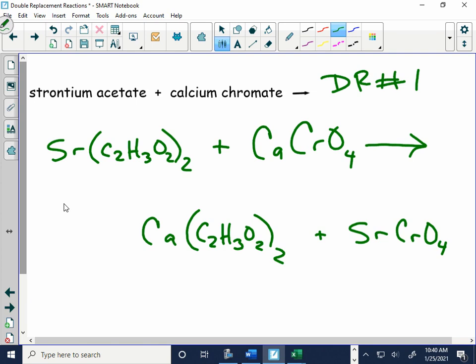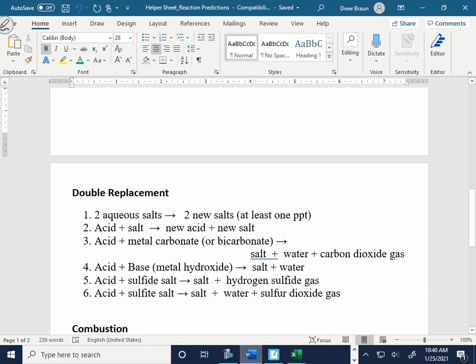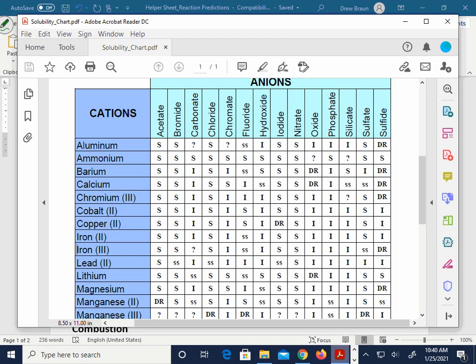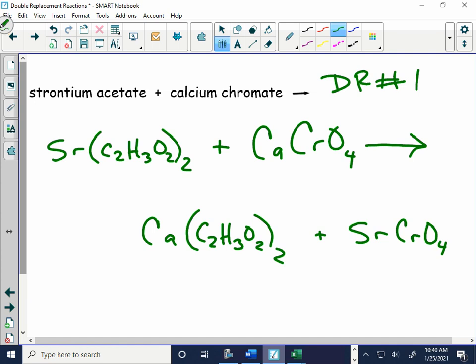I need to check the solubility of both products. So I'm going to look at my solubility chart now. I got to find it. Here it is. Here's my solubility chart. So I'm looking first of all at calcium acetate. Here's calcium. Acetate's the very first one. It has an S. So that tells me what? It is soluble. So I'm going to come back to my sheet here and say, okay, calcium acetate, I'm going to put an AQ because I can dissolve that in water. It is an aqueous solution.